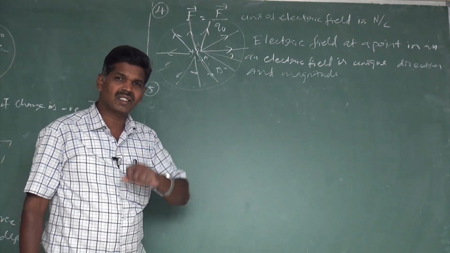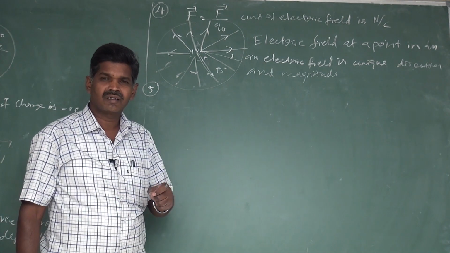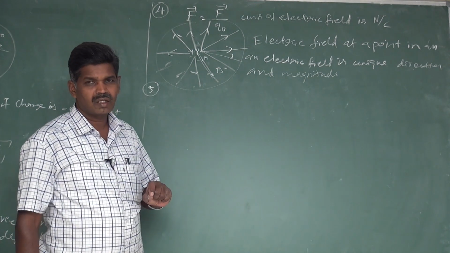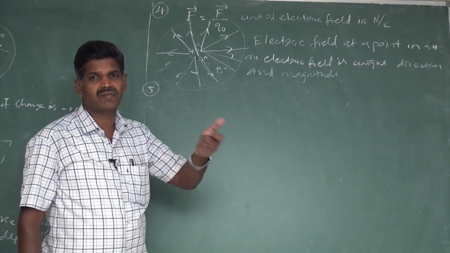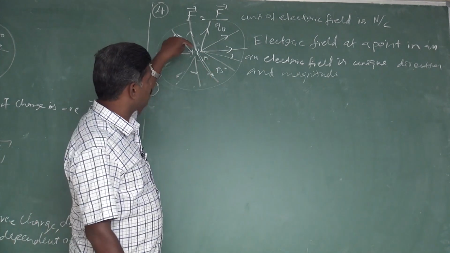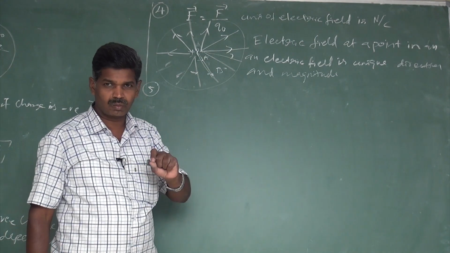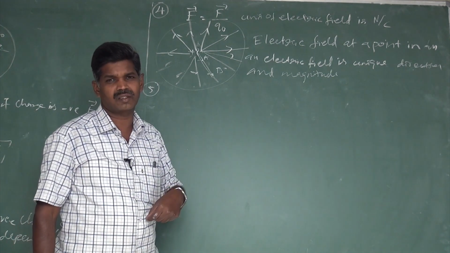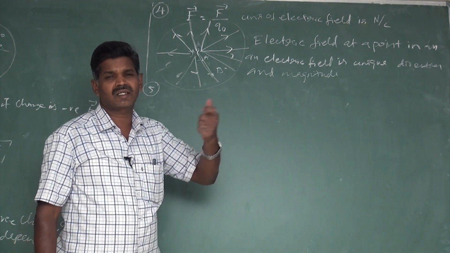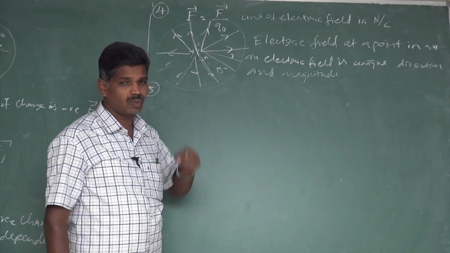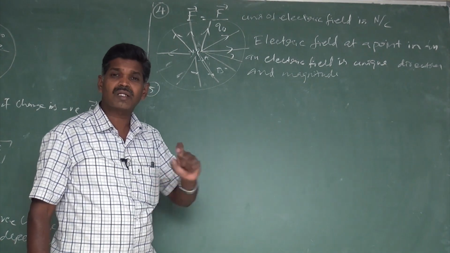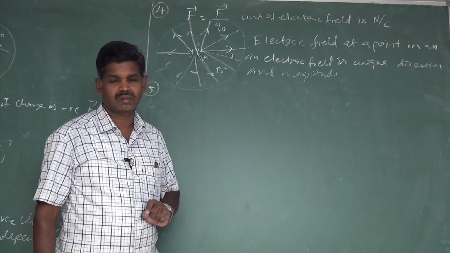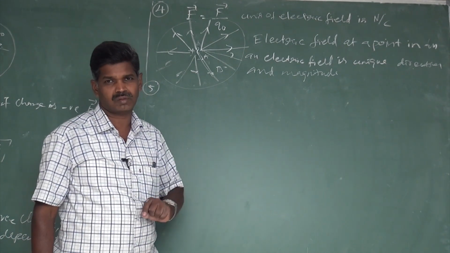For finding the electric field, we take a test charge. The test charge only moves towards or away. If our source charge is positive, the test charge taken in that positive charge's field experiences a force, that is, the source charge exerts a force on Q naught and makes it move away. That test charge only moves. Our source charge does not move.